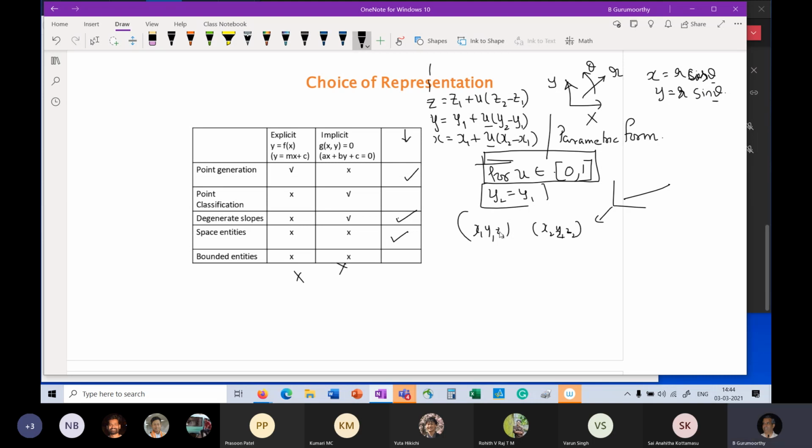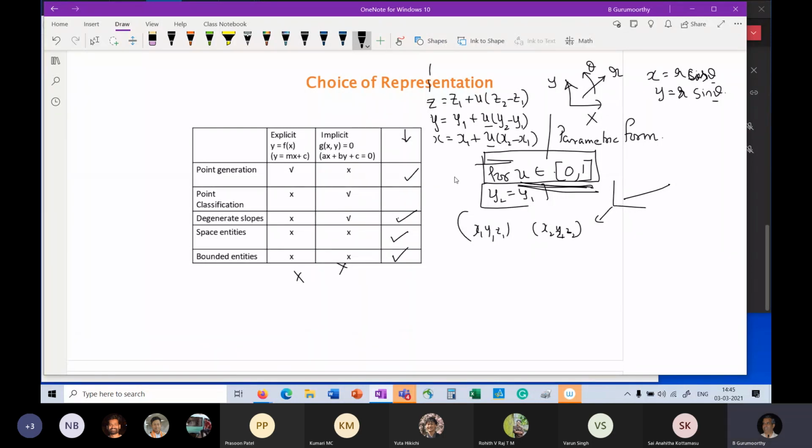You don't have to carry any additional information with you. It's built into the representation. You're done. So it has an inherent capability to represent a bound entity, provided, of course, we all sign on to this protocol that U will only go from 0 to 1. Okay.